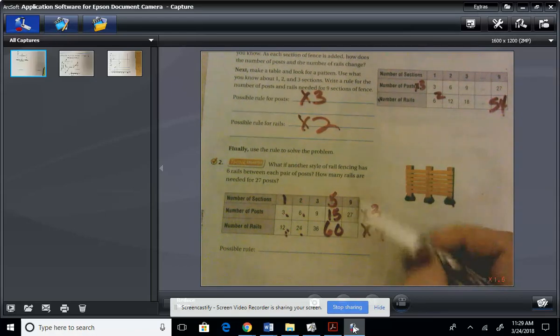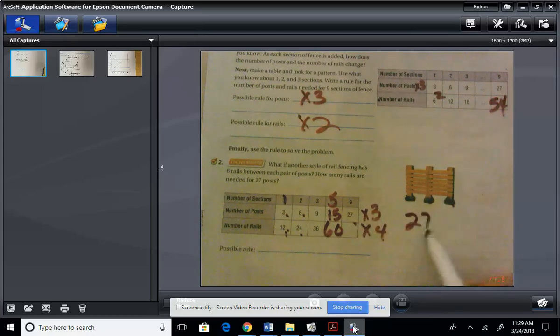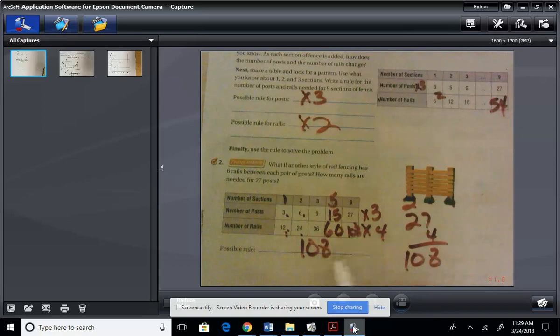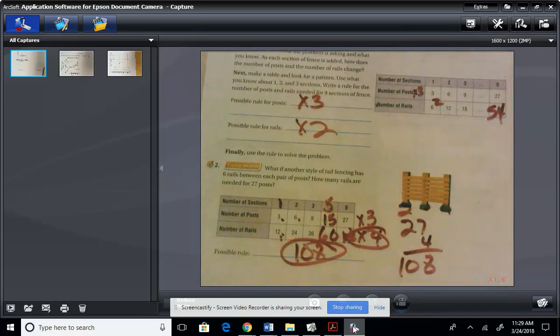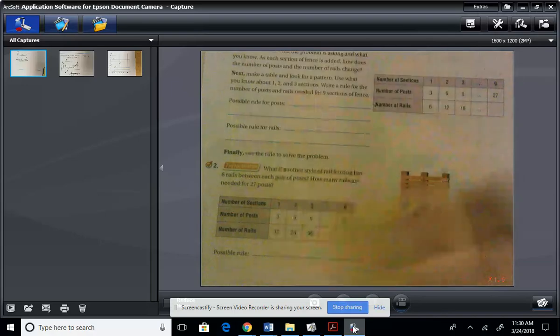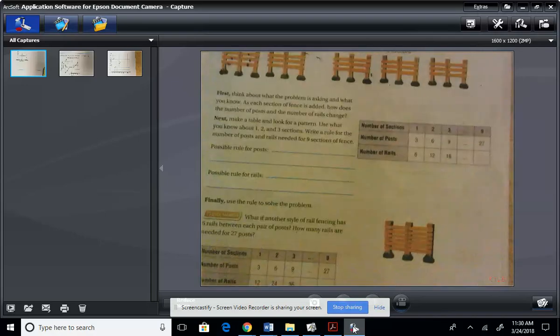What could we put? So how would we figure this out? We just take 27 times 4. And we know it's 108. So we need 108 posts. What's our rule? Possible rule? Times 4. But I could never figure this out if I didn't build the table, guys.